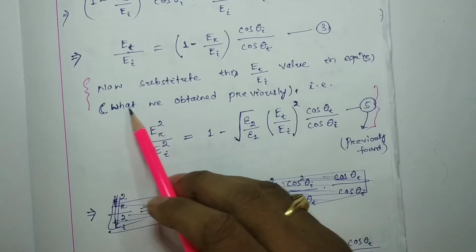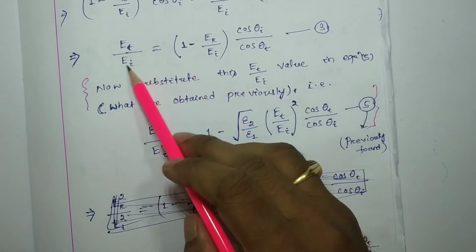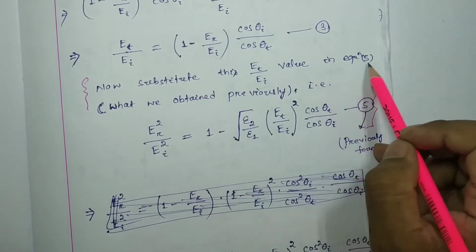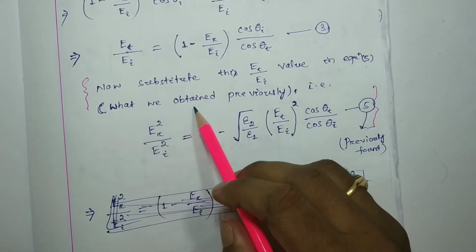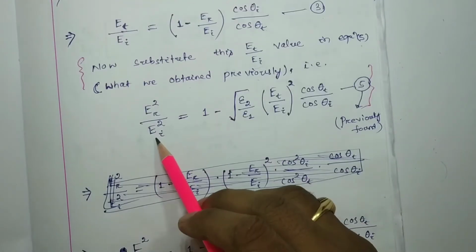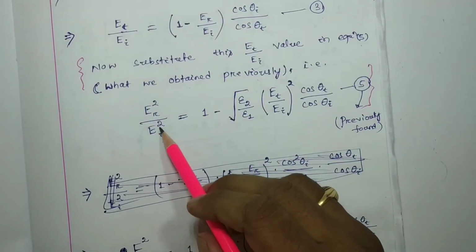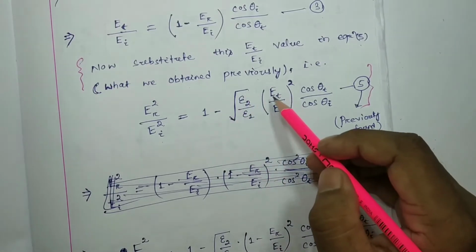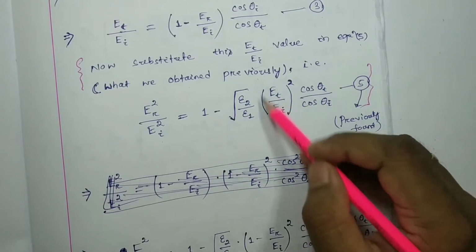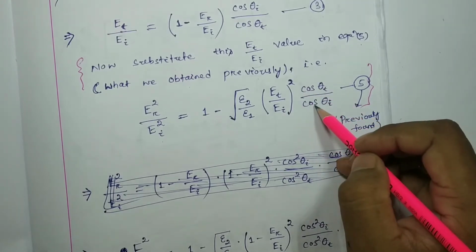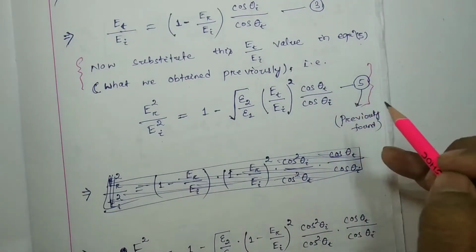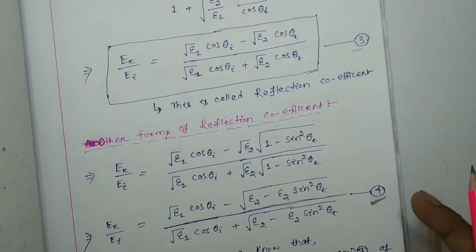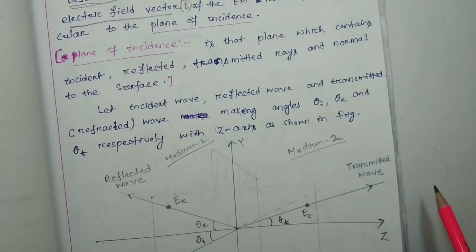Now substitute this ET by EI value in equation number 5 that we obtained previously, that is, ER square by EI square equal to 1 minus the square root of epsilon 2 by epsilon 1, into ET by EI whole square, cos theta t by cos theta I. That is equation number 5 that we found previously. You just check your notes. This is your equation number 5.